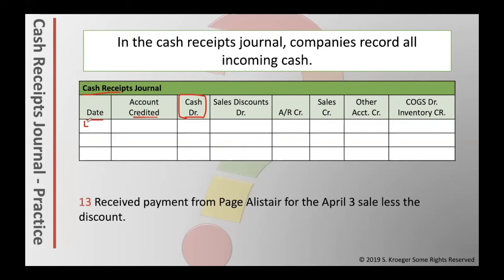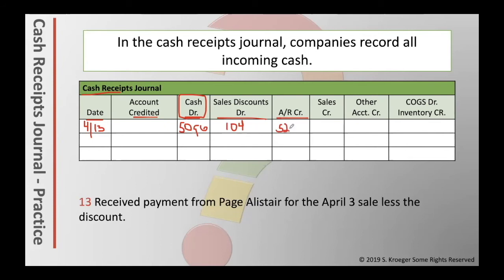Let's put in the date of April 13th. Then let's find the 3 accounts at the top. Cash debit, sales discount gets a debit as well. And lastly, accounts receivable was a credit. These are going to be the 3 accounts we're using because they match up with what the journal entry should be. Cash had a debit of $5,096. Sales discount had a debit of $104. And accounts receivable, we had done a credit of $5,200.